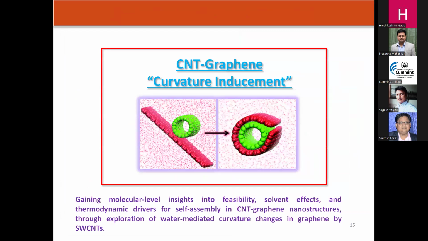Now that's the first study which I will explain. That's basically the carbon nanotube graphene curvature inducement. Okay, so what I am trying to explain through this particular study is that using molecular dynamics simulation, we can gain molecular level insights into feasibility, solvent effects, and thermodynamic drivers for self-assembly in CNT graphene nanostructures.